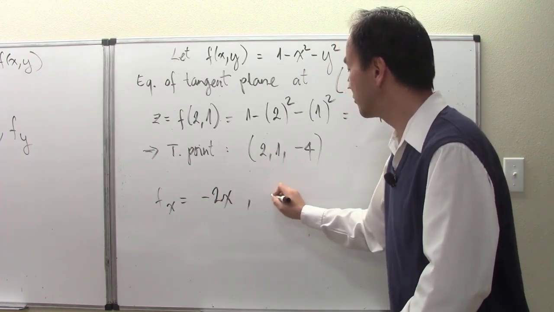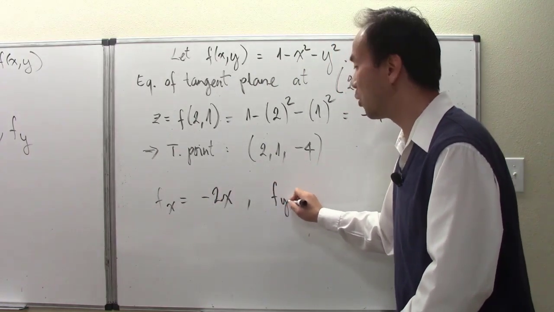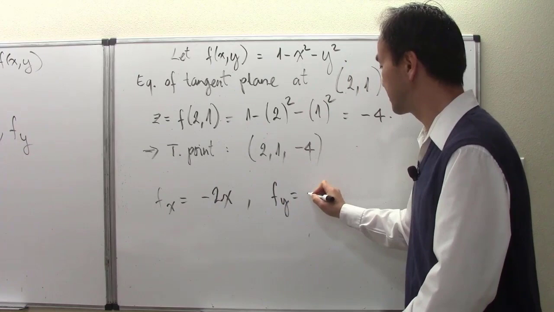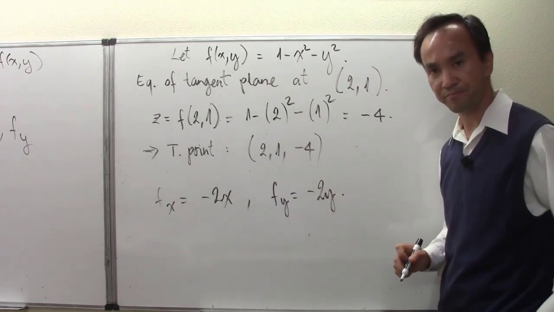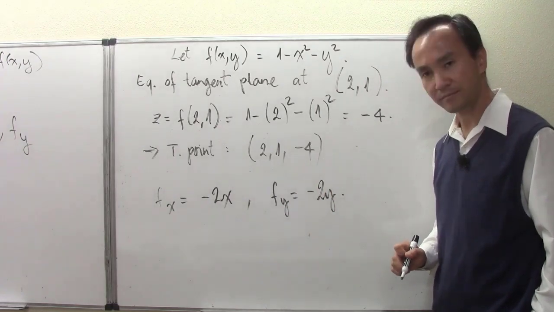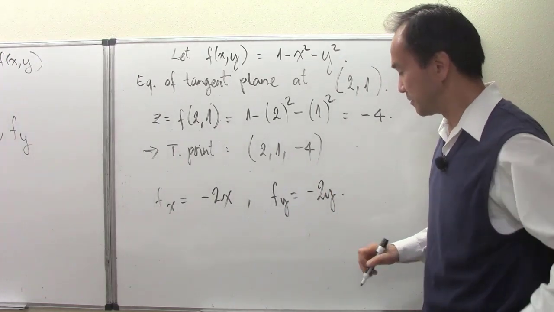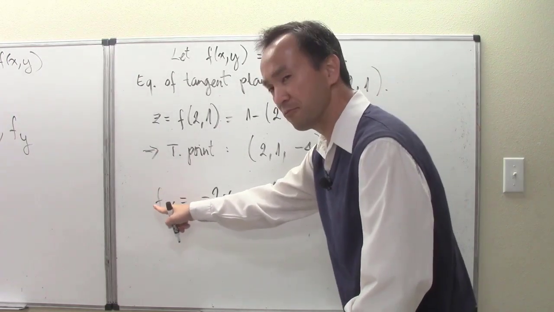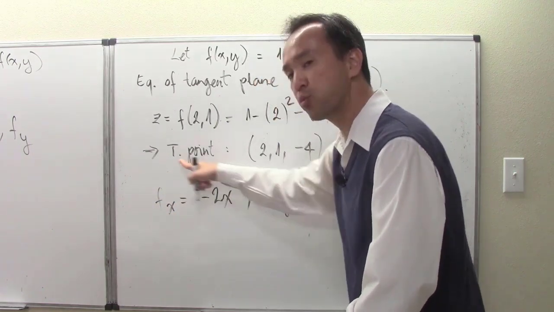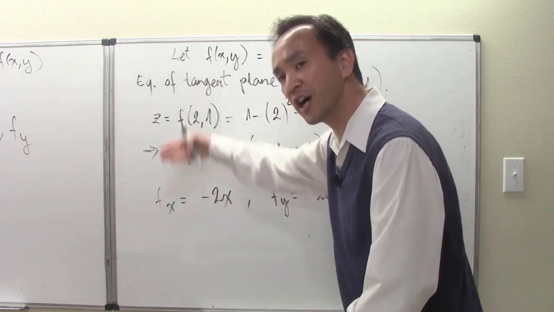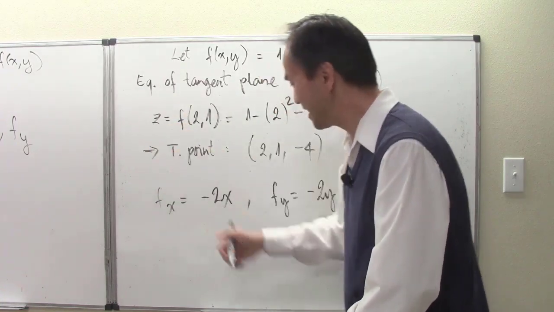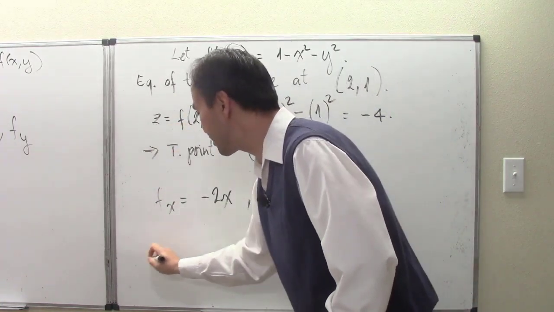The partial derivative with respect to y for this function is minus 2y. It's minus 2y. Okay? So this is the general expression representing the slope of the tangent line on that tracing curve. Okay? So that means we're now going to have to substitute.